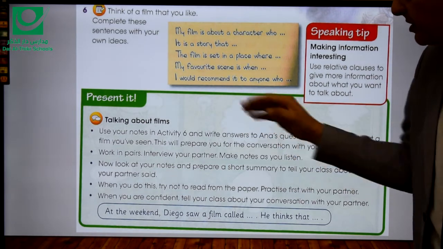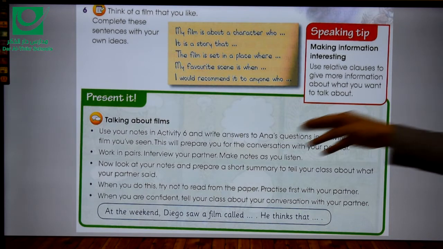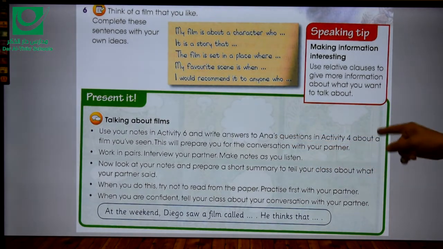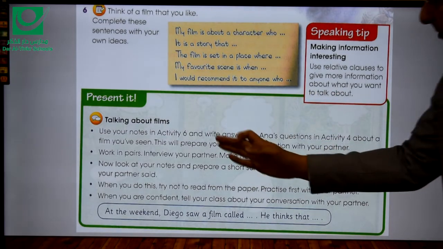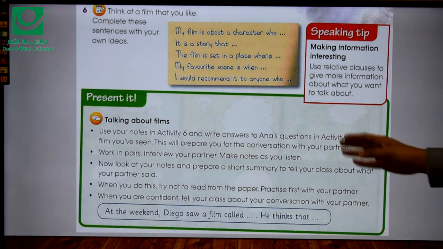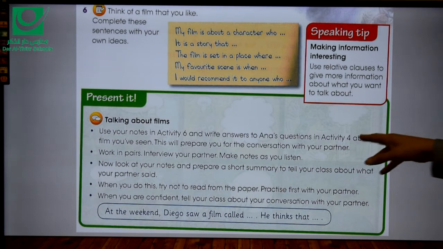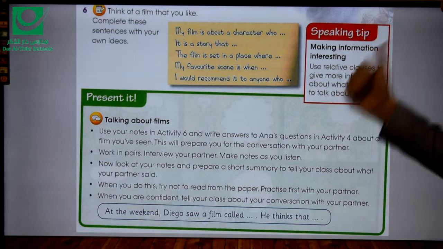Now present it, talking about films. Use the notes in activity 6 and write answers to Anna's questions in activity 4 about a film you've seen. This will prepare you for the conversation with your partner. Okay, so we'll take the information from the conversation between the two girls that was done before.